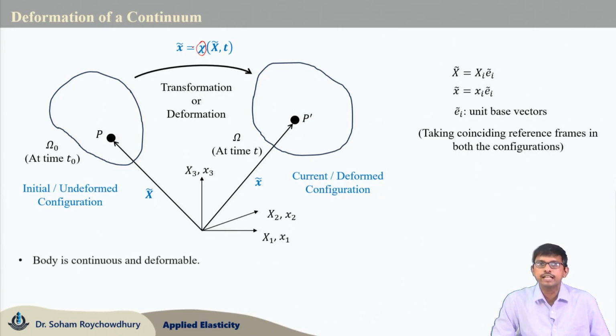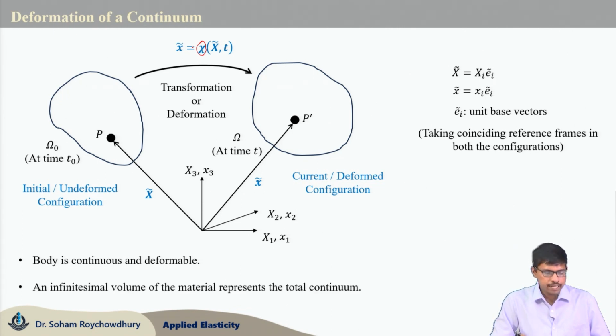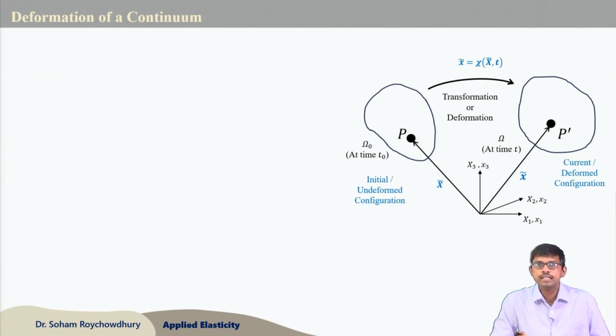Now from this figure we can go for the kinematics of deformation for this continuum, and two assumptions for this theory are: the body is assumed to be continuous without any discontinuity within the domain, and it is assumed to be deformable, it is not rigid. With the loading, the body is going to deform, and an infinitesimal volume element, a small volume element taken within the body, represents the behavior of the total continuum. With these assumptions, we are moving forward.